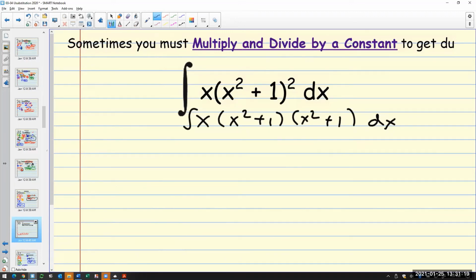Okay, so if I wanted to, I could say, hey, this is really x times x to the fourth plus 2x plus 1, if I'm foiling that right, because it's x squared plus x, oh, no, it's 2x squared. x to the fourth plus 2x squared plus 1.